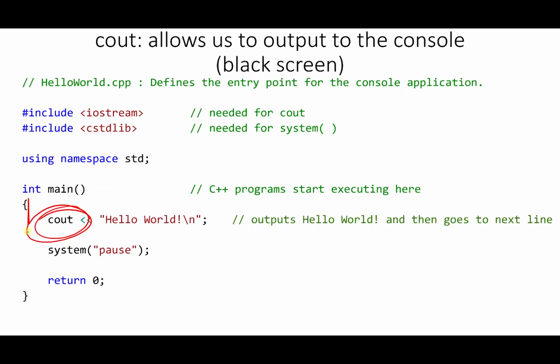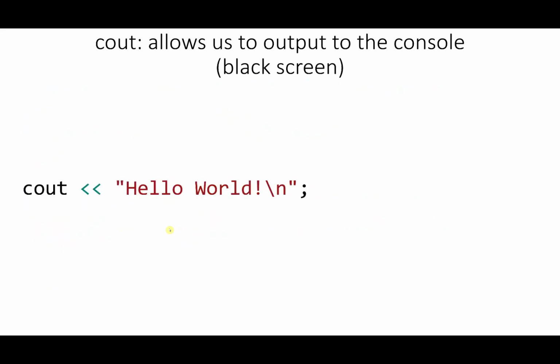Okay, so this line is using cout. So the whole line in here is using cout. Cout is outputting, it's an abbreviation of character output. C from character, out from output. This is outputting whatever follows to the console. The backslash n is adding a new line. You're going to see that in lecture 2.